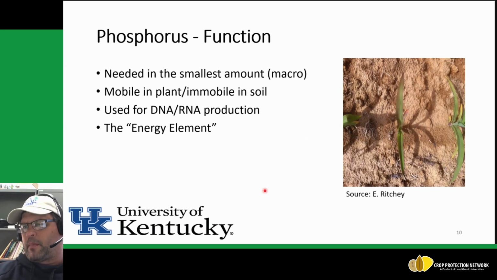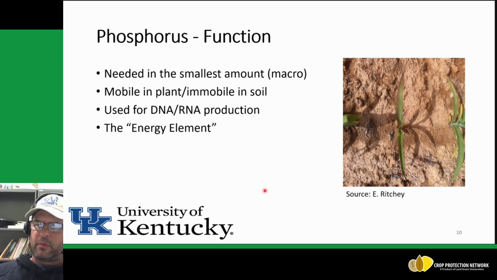Phosphorus, the second macronutrient, is needed in the smallest amount of any macronutrient, about 1/10 of the amount that nitrogen and potassium are needed, but it's very important. It is mobile in the plant and relatively immobile in the soil.